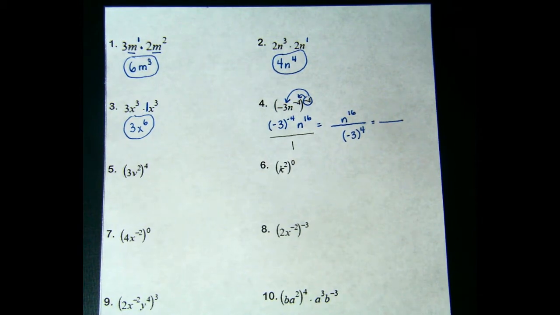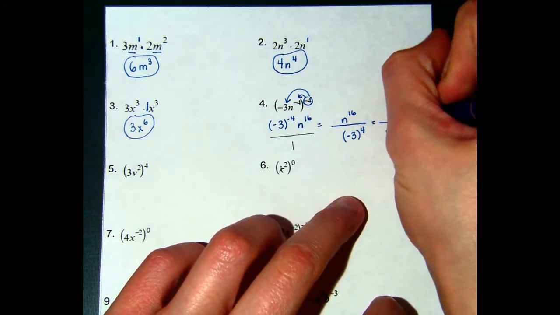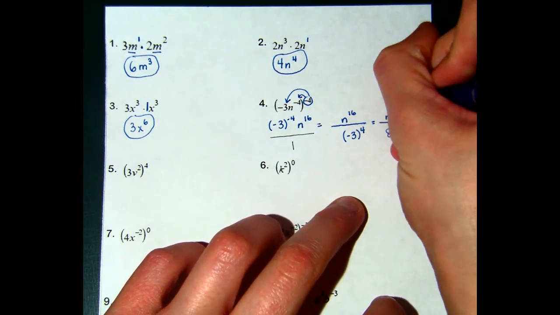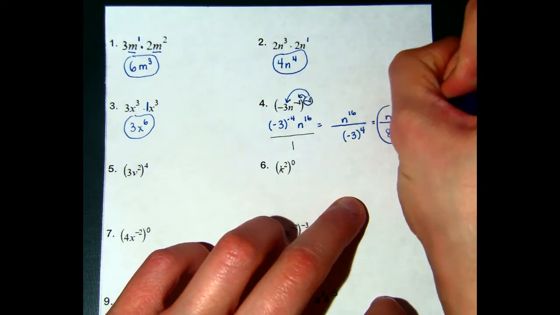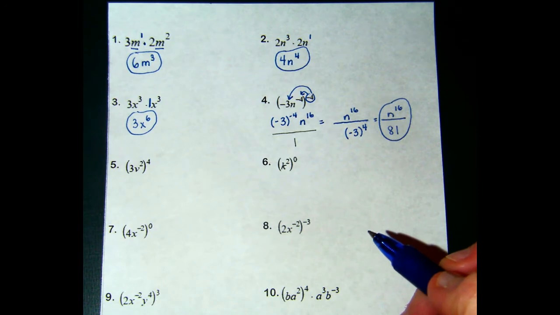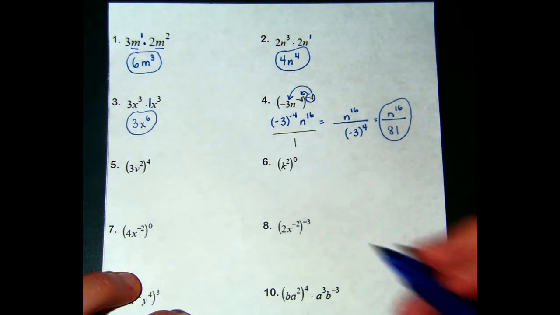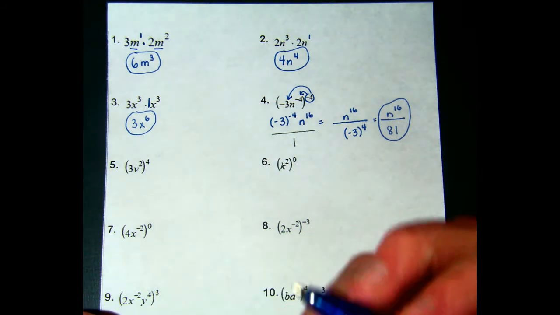Alright, and then we have negative 3 to the 4th power. Negative 3 to the 4th power is going to be 81. And we leave the n to the 16th right where it is. So there was a combination of a couple of things. We had negative exponents we had to take care of, and we had some simplification. I would pause this and try number 5 as well.